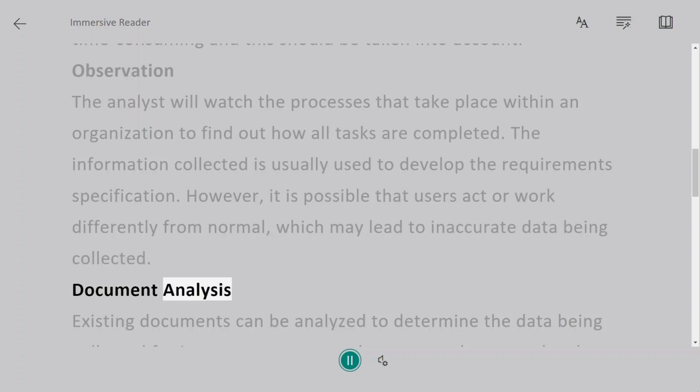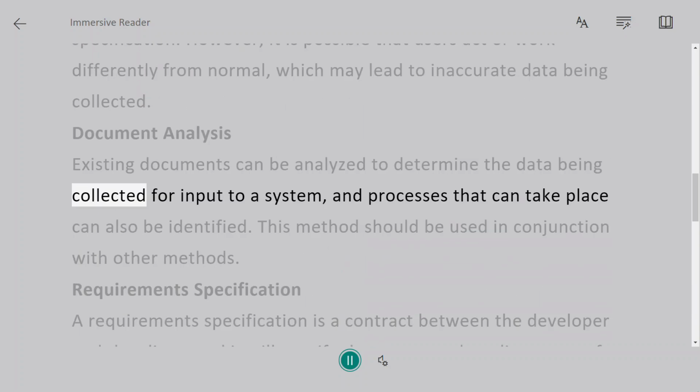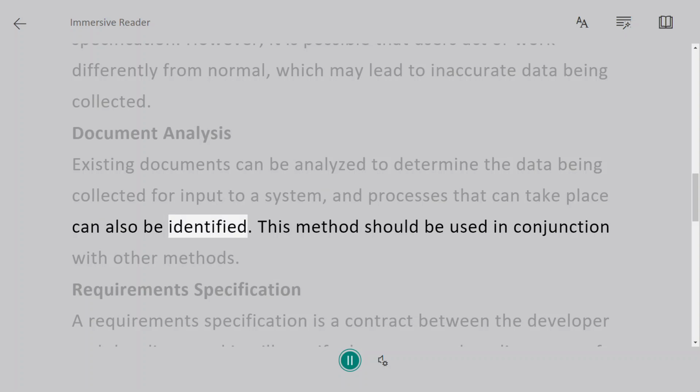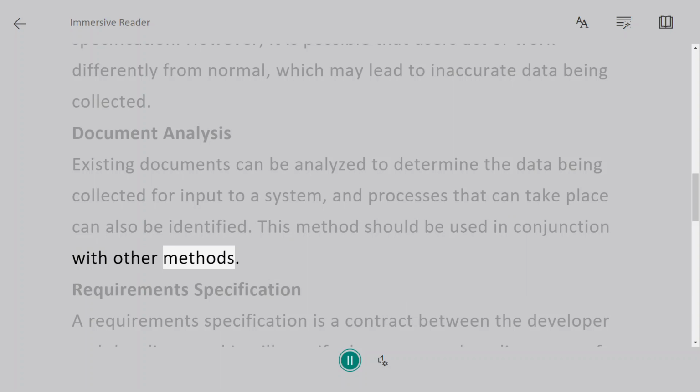Document analysis. Existing documents can be analyzed to determine the data being collected for input to a system, and processes that can take place can also be identified. This method should be used in conjunction with other methods.